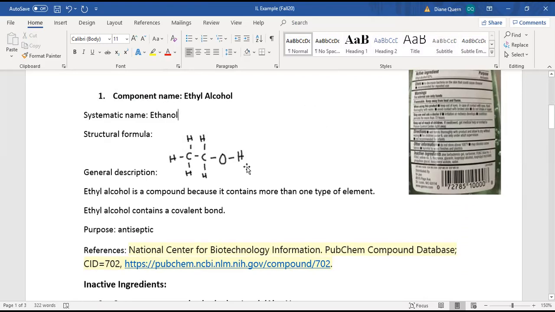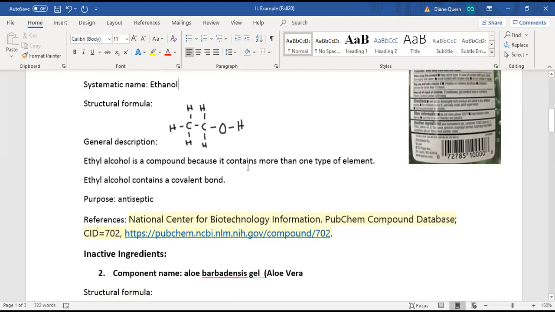So this would be the structural formula of ethanol. This is helpful. Why? Because your next two questions ask, is it a compound? Is it an element? What type of bonds does it have?